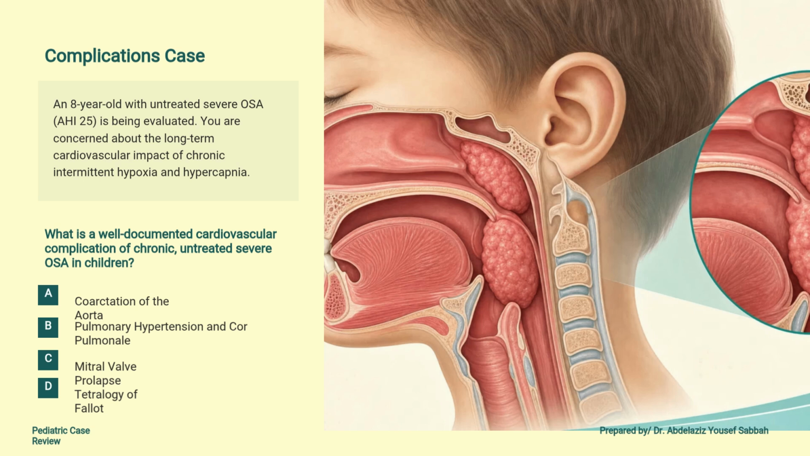Case 8. An 8-year-old with untreated severe obstructive sleep apnea with an apnea-hypopnea index of 25 is being evaluated. You are concerned about the long-term cardiovascular impact of chronic intermittent hypoxia and hypercapnia. What is a well-documented cardiovascular complication of chronic, untreated severe obstructive sleep apnea in children? Option A, coarctation of the aorta. Option B, pulmonary hypertension and cor pulmonale. Option C, mitral valve prolapse. Option D, tetralogy of Fallot.